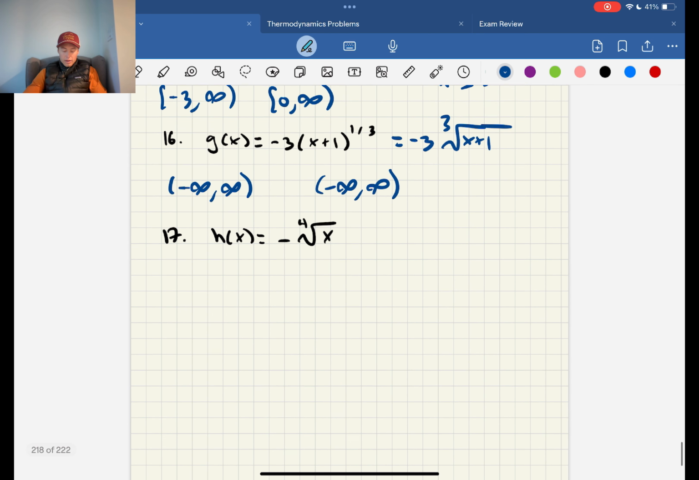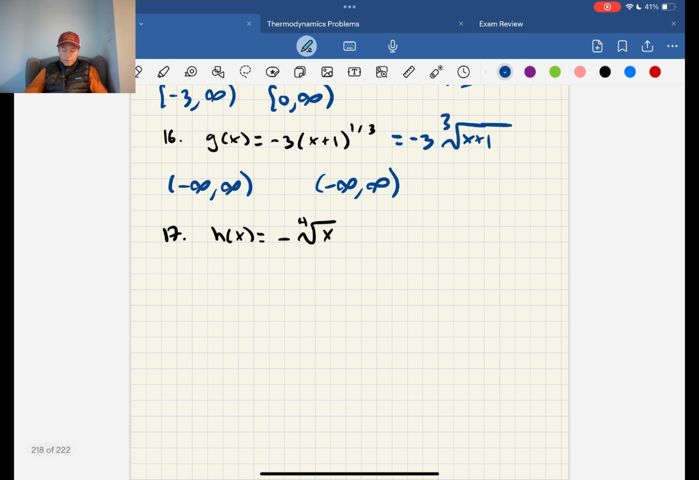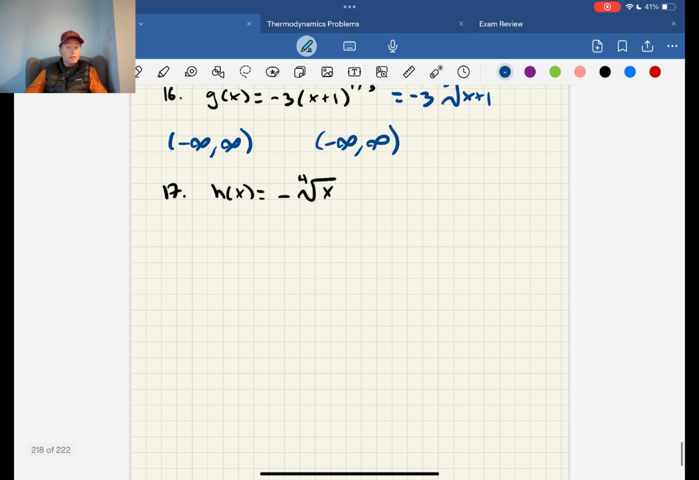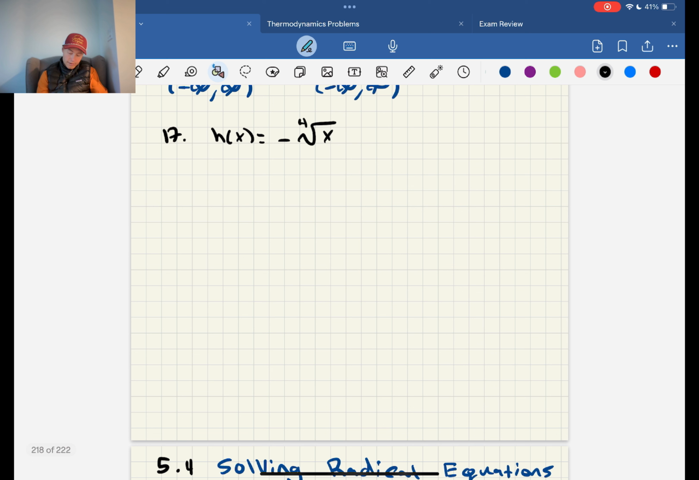Great. This last one, h of x equals negative 4th root of x. This one is a little different. Let's go ahead and graph this one just so you can see how it's different. It's not that much different, but it's a little bit different. Like that. Okay, I'm going to make a table here just so that this is a little more obvious.